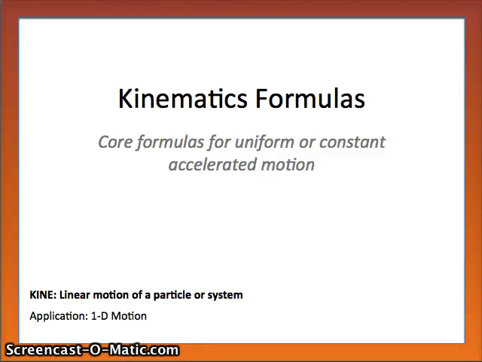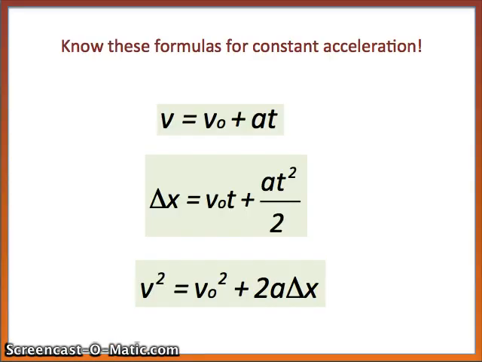There are three main formulas we use when we know an object has constant or uniform acceleration. This means that the force on the object is constant in magnitude and in direction. The three formulas that we will use very often are these right here.